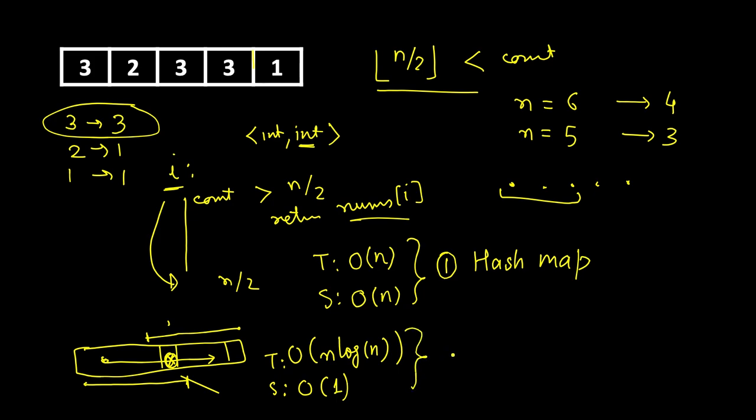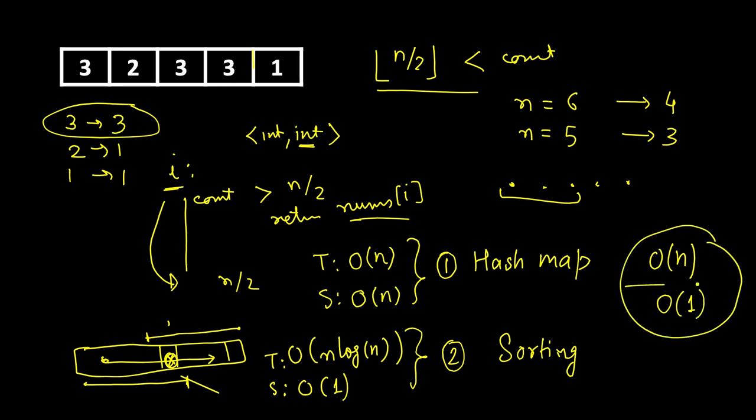This is our second method using sorting. Each of these is better in one of the aspects in terms of space and time. So can we achieve the best of these two? What is the best of time among these two? It's O of n. What is the best in terms of space complexity? It's O of 1. Can we achieve both of these? That's where Moore's voting algorithm comes in handy.